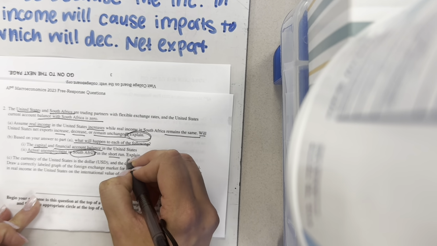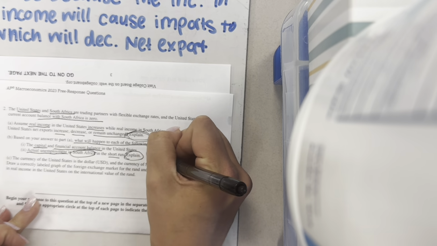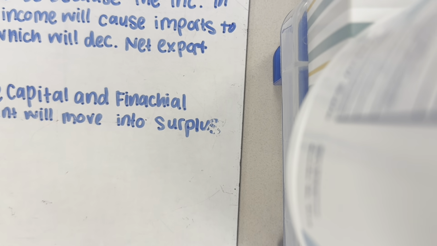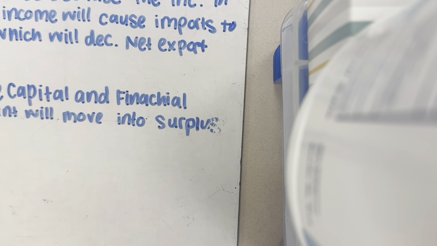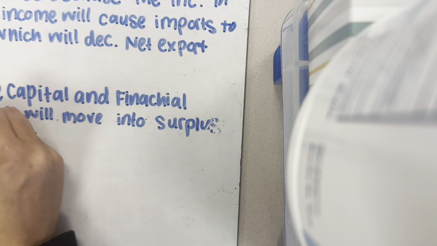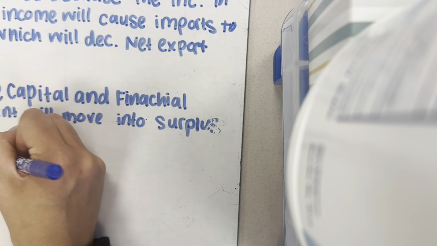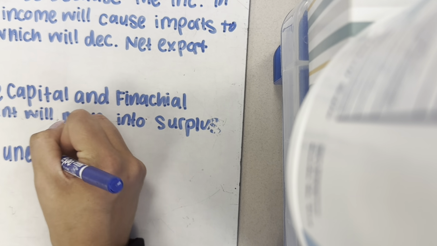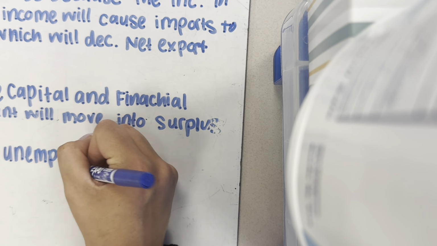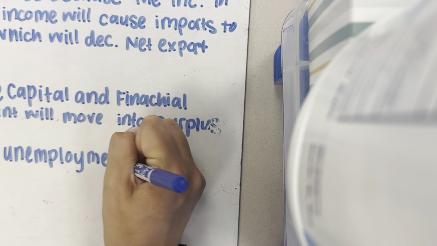So what will happen to actual unemployment in South Africa in the short run? The unemployment will ultimately decrease in the short run because increased exports lead to an increased real GDP and aggregate demand.